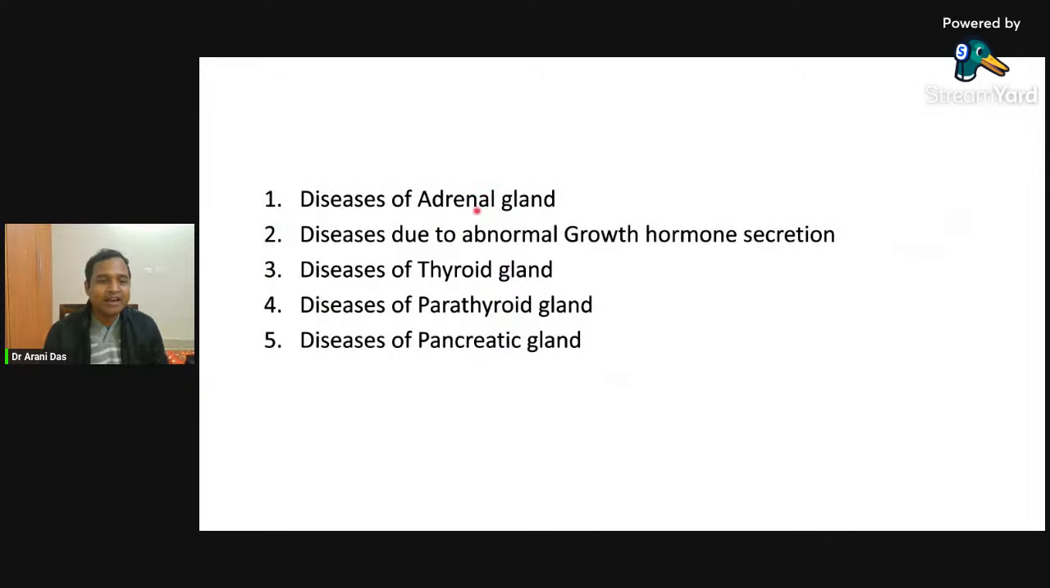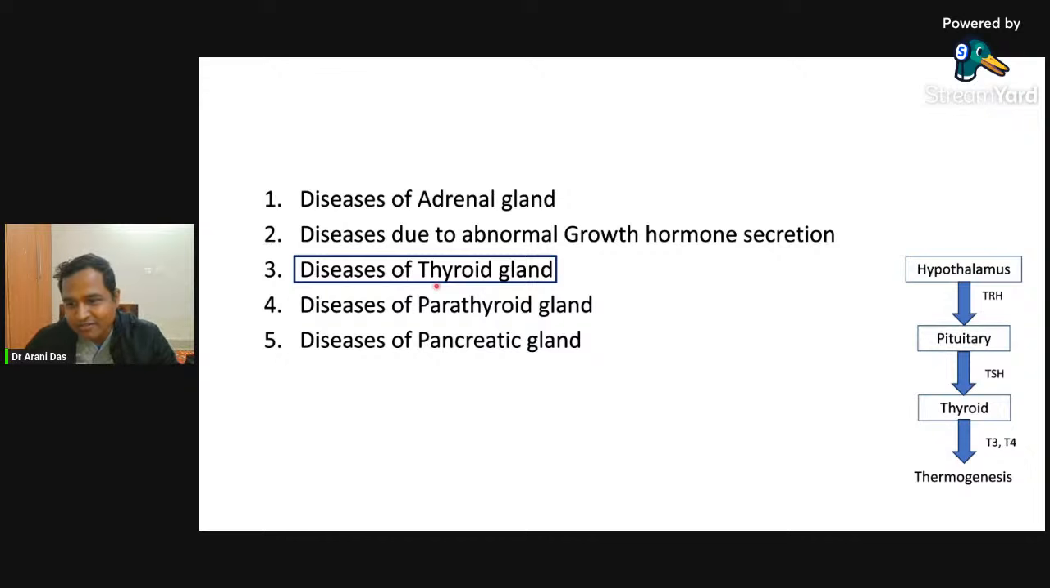Next, we have completed the adrenal gland and growth hormone secretion. Next is diseases of the thyroid gland. Again, to start with, we need to recapitulate the thyroid hormone axis. The hypothalamus releases a releasing hormone, which is called TRH, thyrotropin releasing hormone. From the pituitary, it releases TSH, thyroid stimulating hormone. At the level of the thyroid, it is T3, T4, and reverse T3 is another type of thyroid hormone.